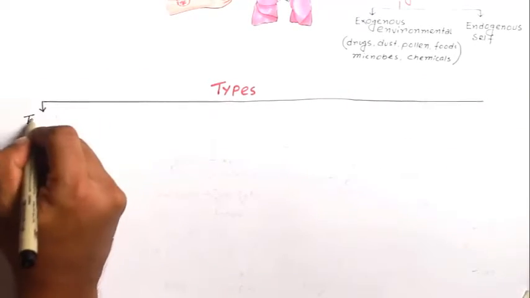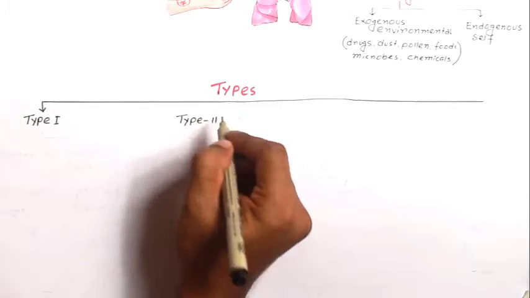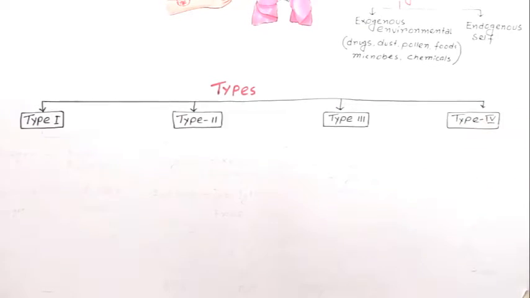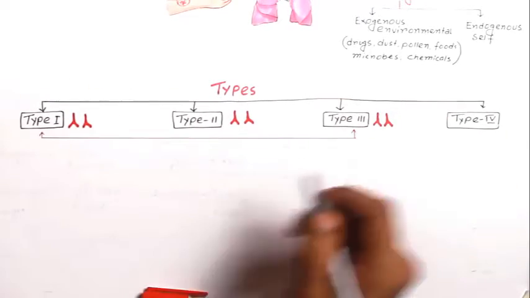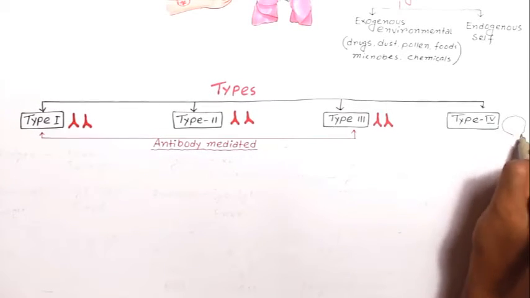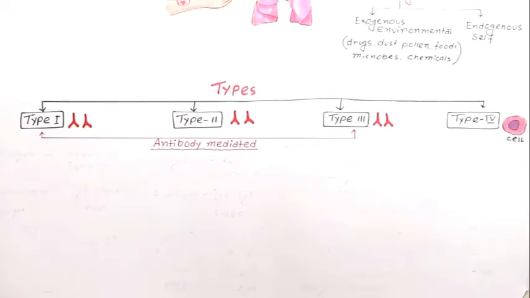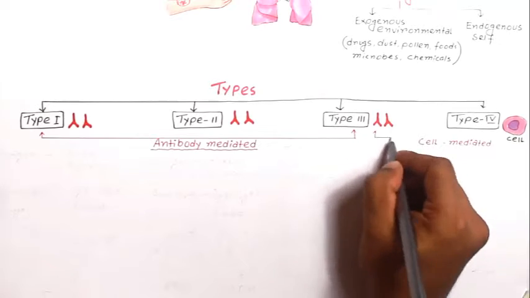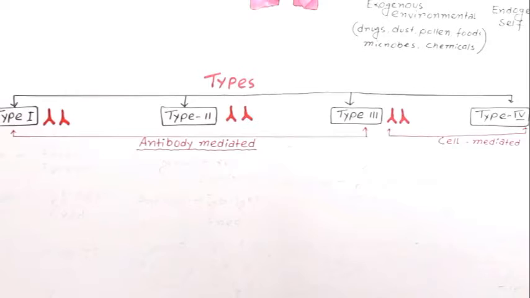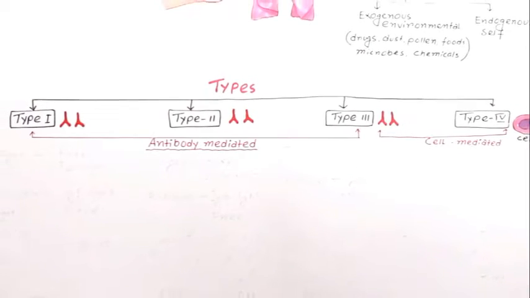Now, types. Hypersensitivity reactions are classified into 4 types: type 1, type 2, type 3 and type 4. The first 3 reactions involve antibody. That's why they are antibody mediated. But type 4 doesn't involve antibodies. It depends only on the cells. That's why it is called cell mediated hypersensitivity reaction. So the first 3 reactions are antibody mediated. As they are all antibody mediated, let's see how they are different from each other.